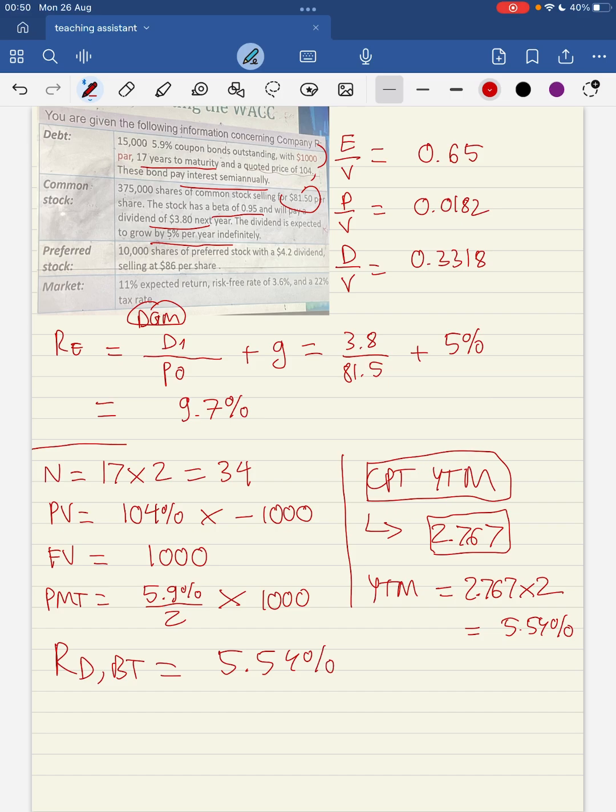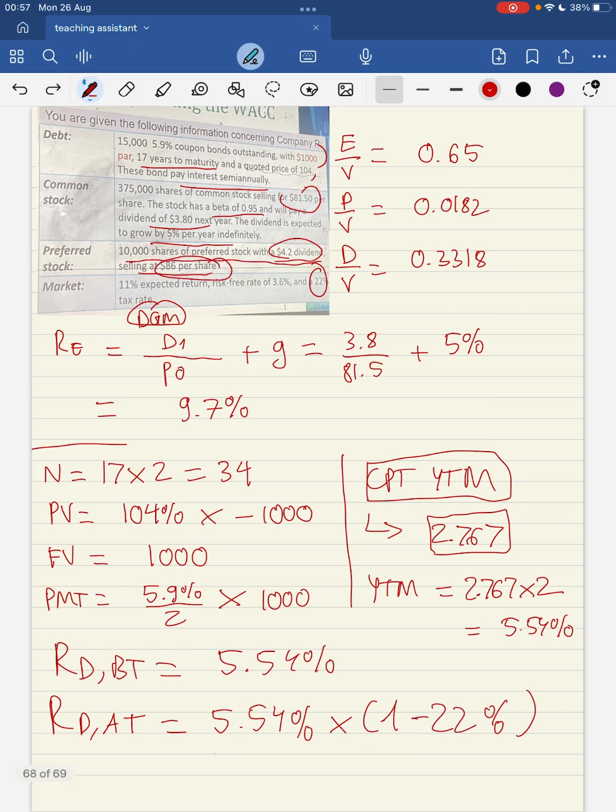Finally, in order to calculate the cost of debt after tax, we take 5.54% times 1 minus the corporate tax. Here they say that this company has a 22% tax rate. This is equal to 4.3212%. Therefore, this is also our cost of debt.